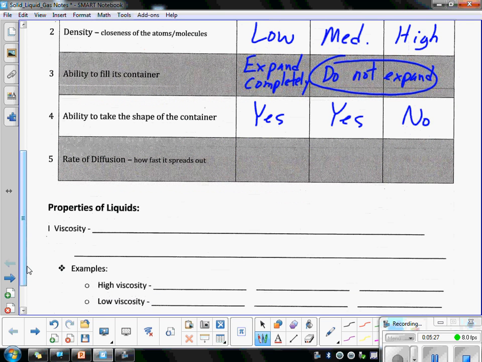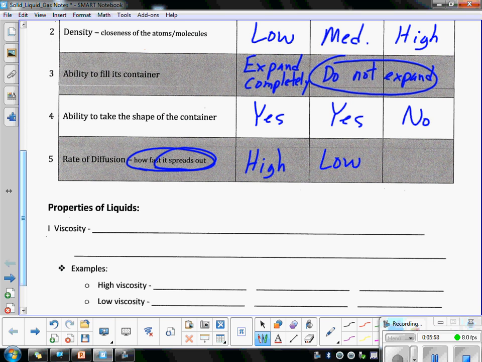And the last one, rate of diffusion, and diffusion is simply how those particles spread out or how that substance spreads out, right? Gases are going to have a high rate of diffusion. You know, if you were to have a candle burning or a flame burning and it was releasing smoke in a room, those smoke particles, right, those gas particles would spread out very quickly and start spreading throughout the room, right?